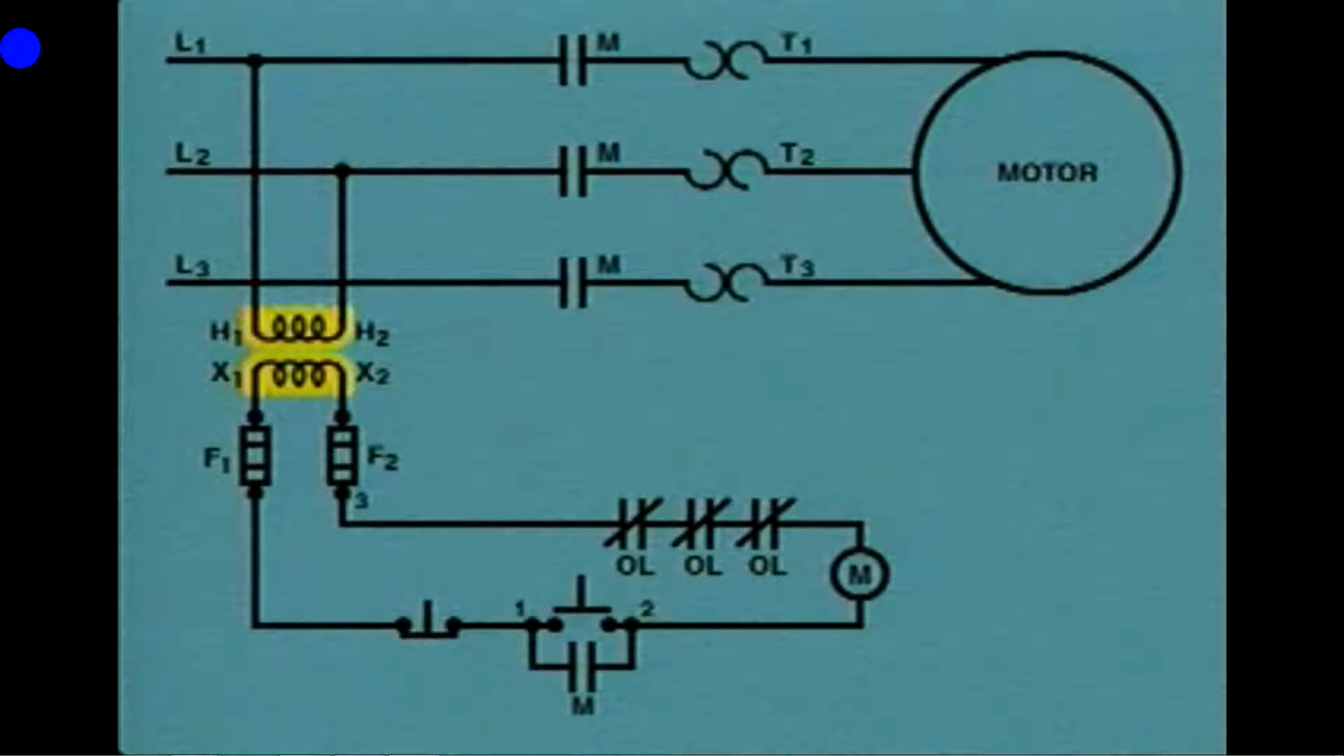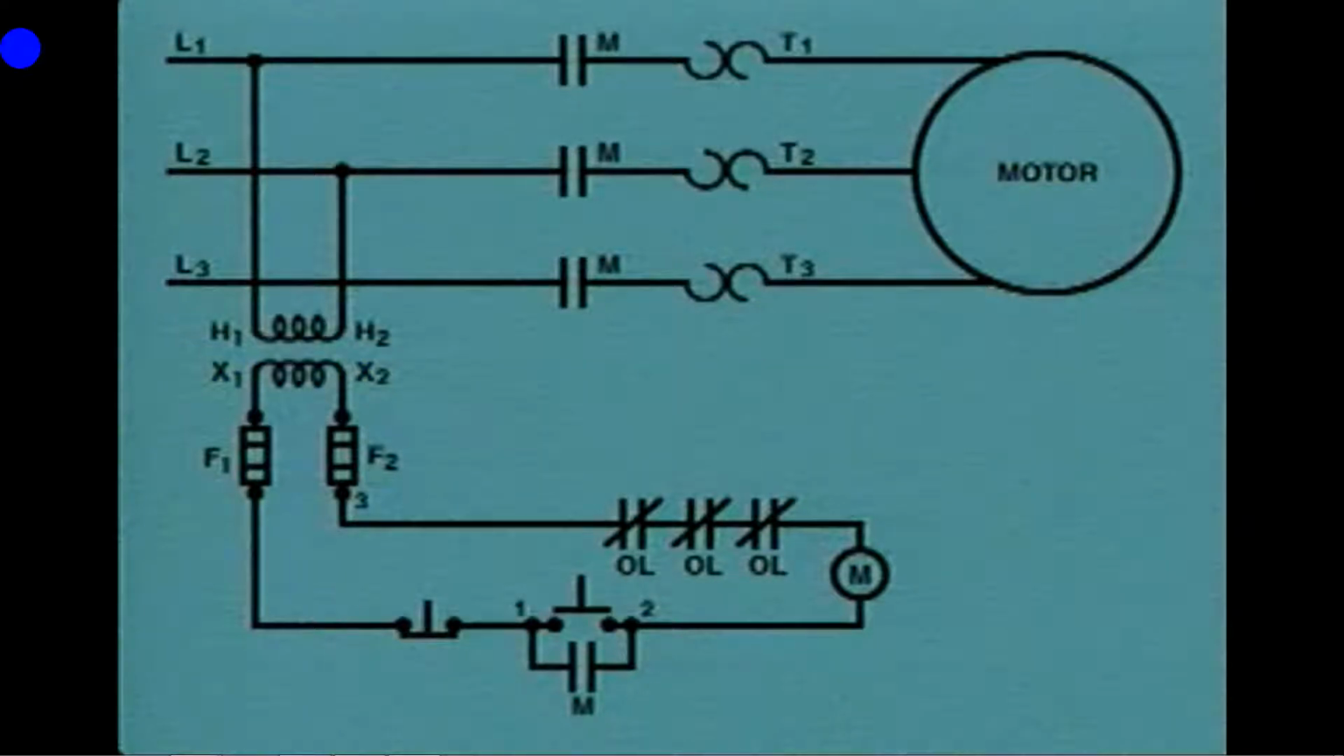A step-down transformer is also connected to the power circuit. The transformer lowers or steps down the voltage used in the power circuit to a lower value that is used to operate the control circuit. The connections to the high side of the transformer are labeled H1 and H2, and the connections to the low side of the transformer are labeled X1 and X2.